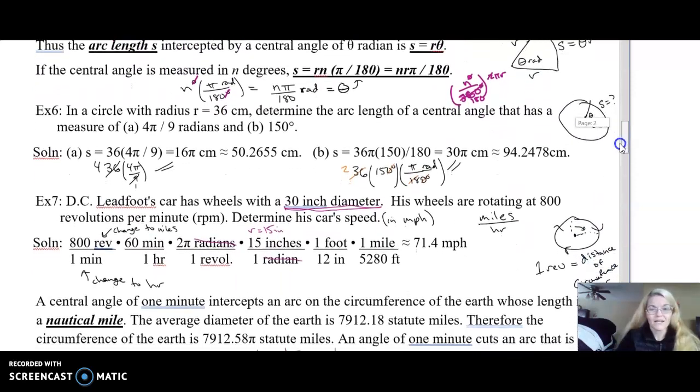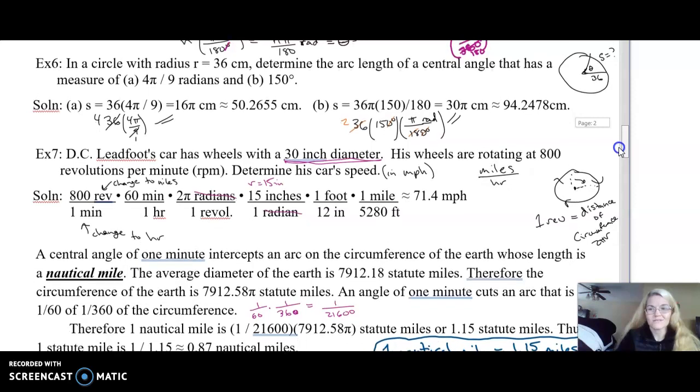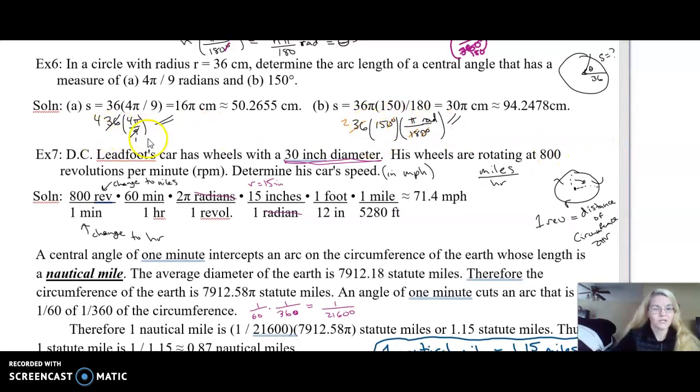And so again, the work is all here. I've just doctored it up a little bit more and shown a little bit more work of how I would do this by hand. So in a circle with radius 36 centimeters, determine the arc length of a central angle that has a measure of 4 pi over 9 radians or 150 degrees. So 2 separate problems, but what are you going to do?